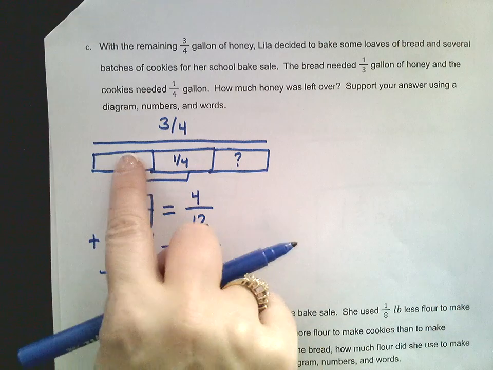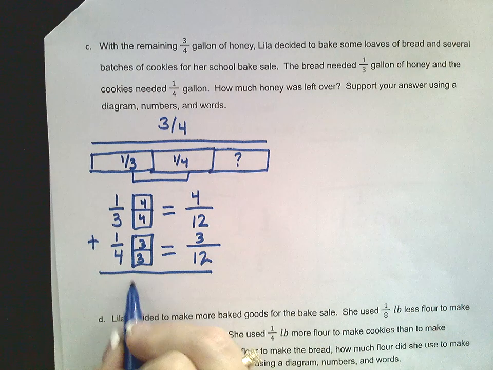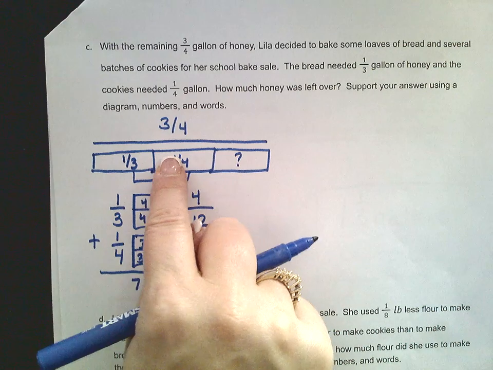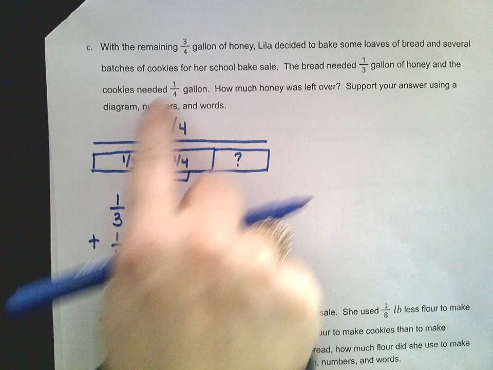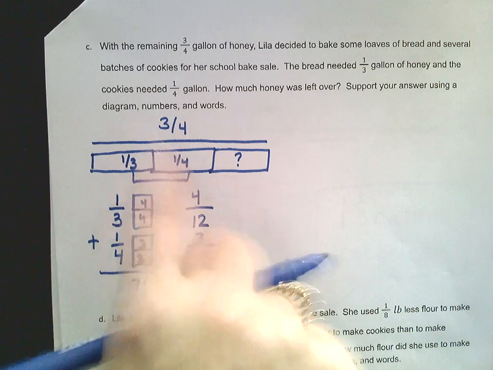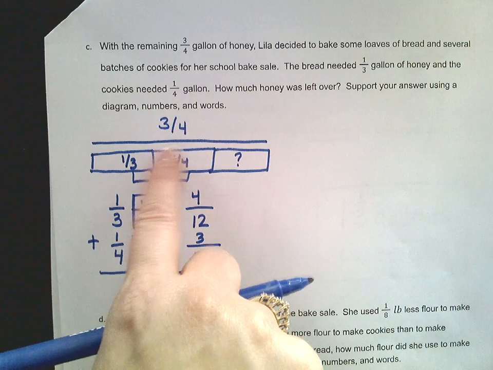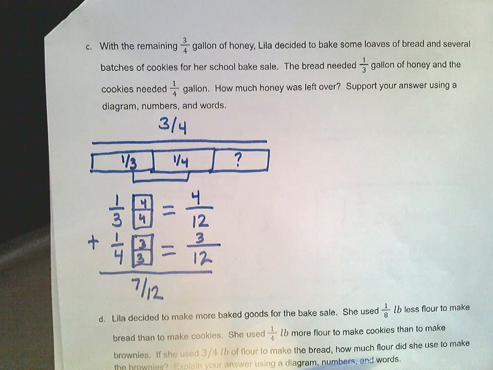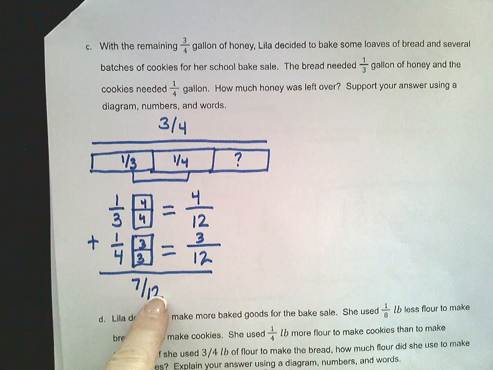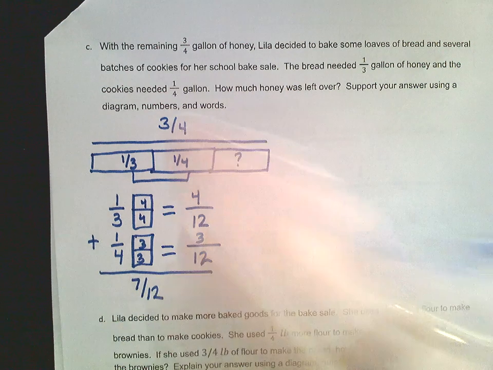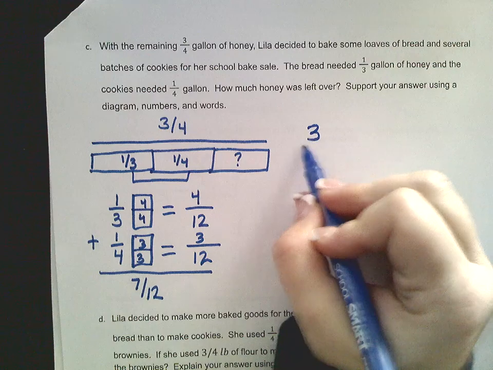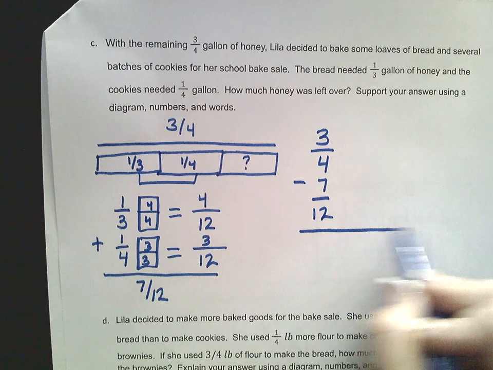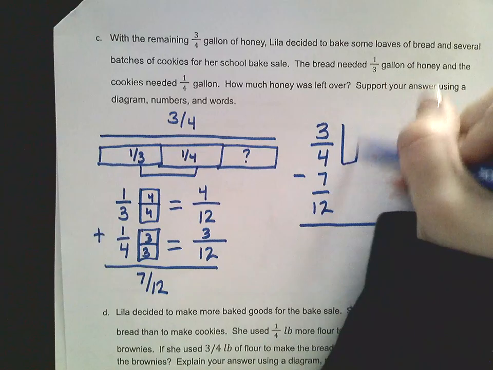I'm adding, because I'm combining the parts. I get 7/12. So that's what she used for cooking. But she used it from this. So now that I know that this is 7/12, I know that 7/12 plus something is going to equal 3/4. So that means I need to subtract 7/12 from 3/4. So I'm going to do 3/4 minus 7/12. Going to set up my problem.